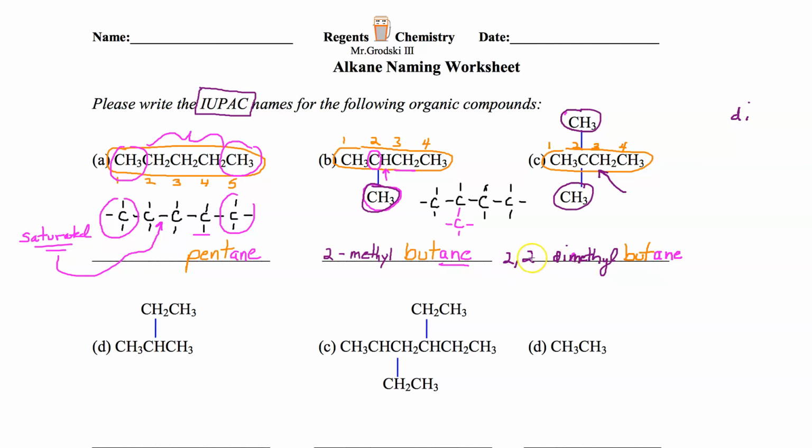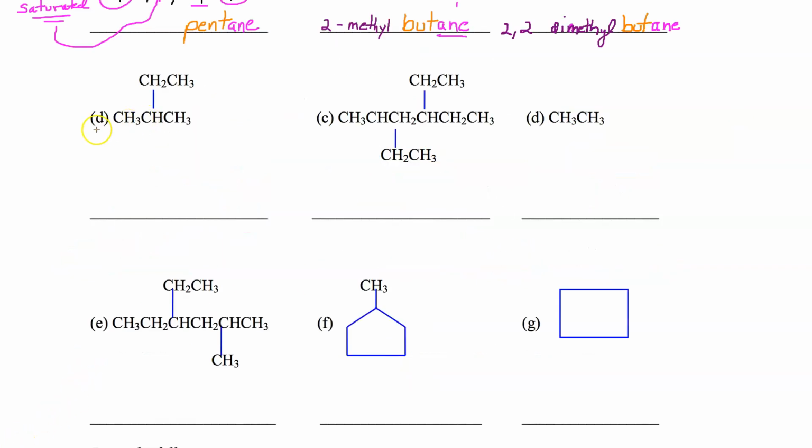Okay, moving on to letter D. Okay, letter D here. First step, find the longest continuous chain. Don't get all confused because this thing is not going straight across. Remember, single bonded hydrocarbons can rotate on their single bonds and make these different conformational differences, but are the same shape. So the biggest mistake people make here is say, oh, I'm a robot.